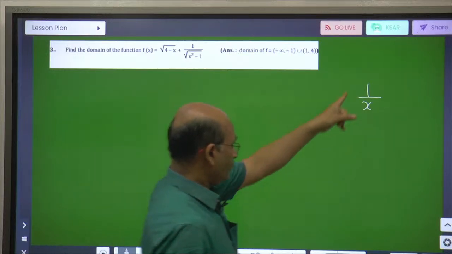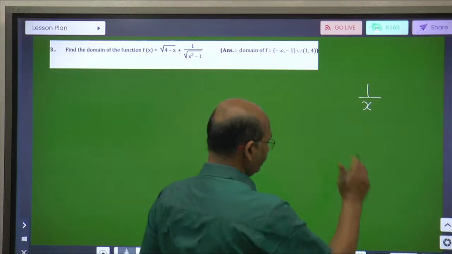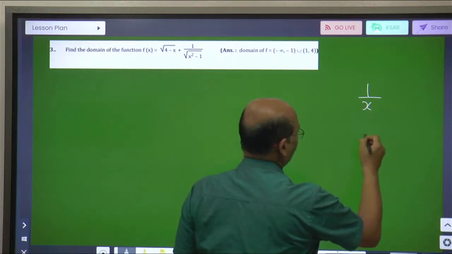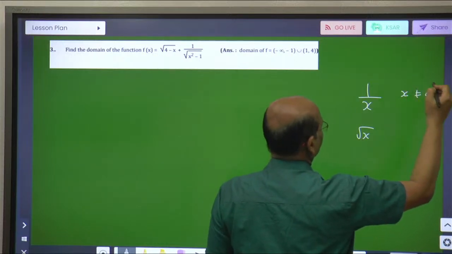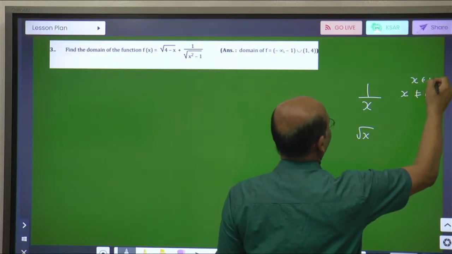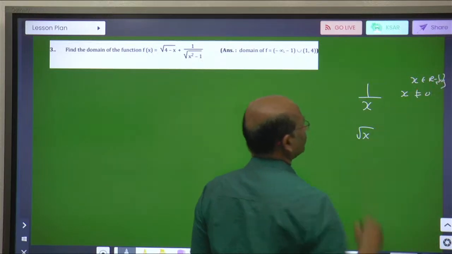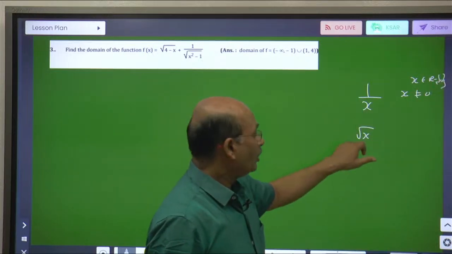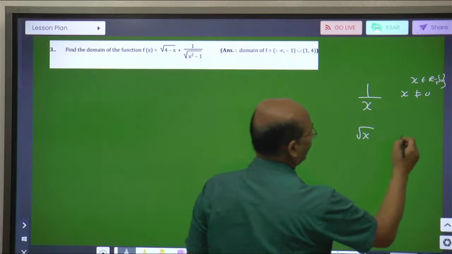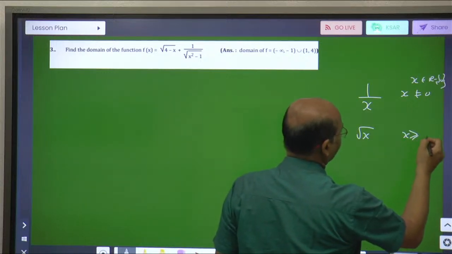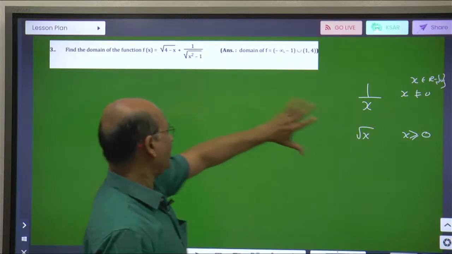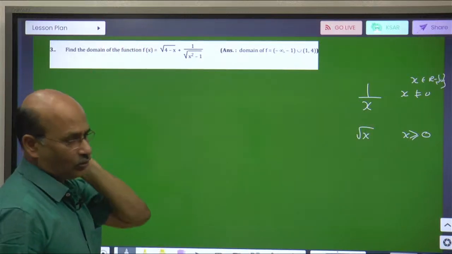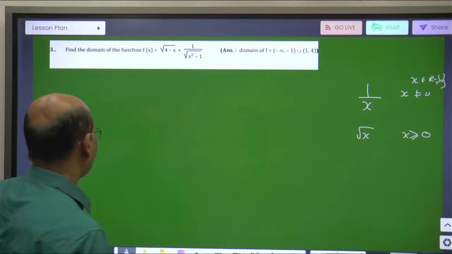So pay attention now. I will just mention this, 1 upon x. So here x will not be 0. So x will belong to real numbers except 0. Okay, domain. Now in root x, x is greater than or equal to 0, x cannot be negative. So based on this it has to be worked out. Very simple, I will tell you how to do that.